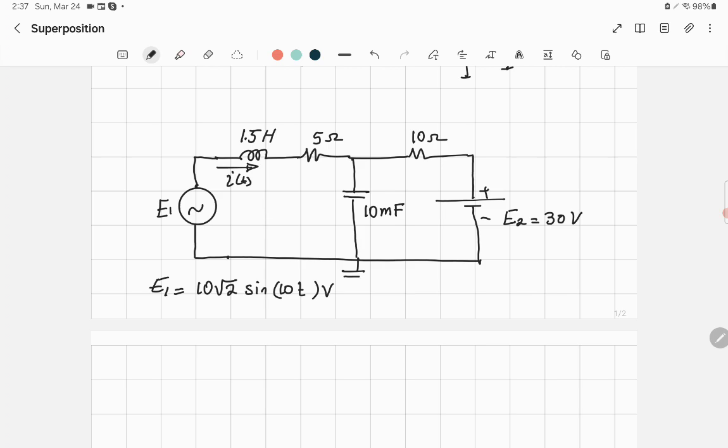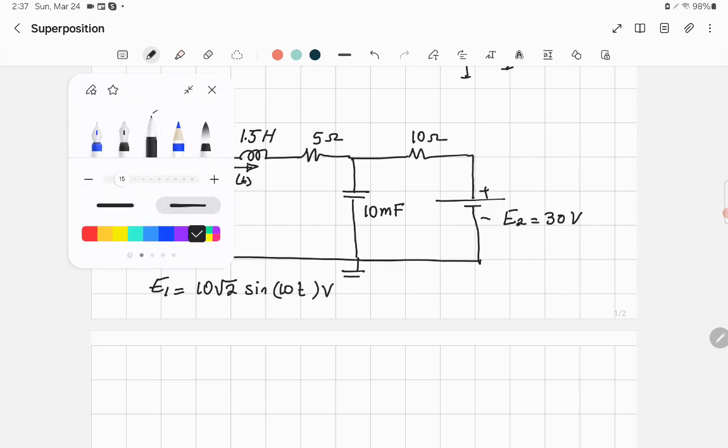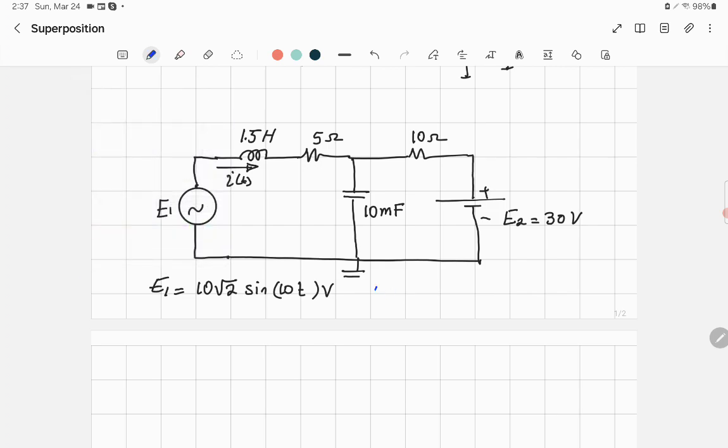So if this problem is given and you want to solve it, you will not be able to solve it using node or mesh analysis. Why? For a simple reason. You have two different sources. This one is AC, has a frequency of omega equal to 10 radians per second. Let me write that. So omega 1 here is equal to 10 radians per second. And the other source is DC.